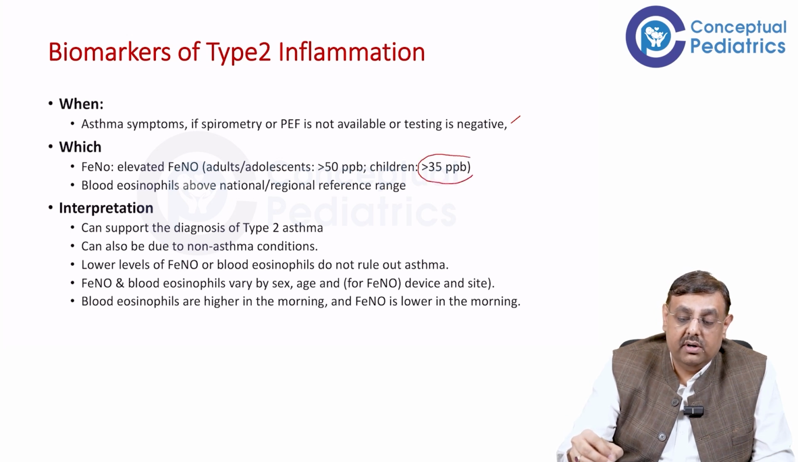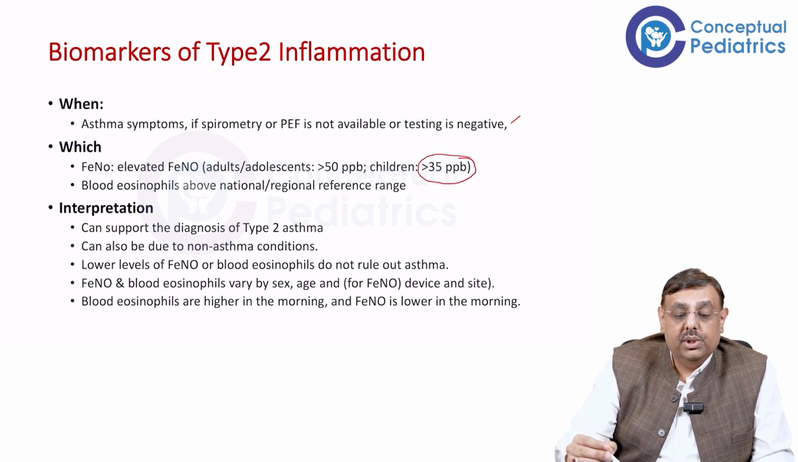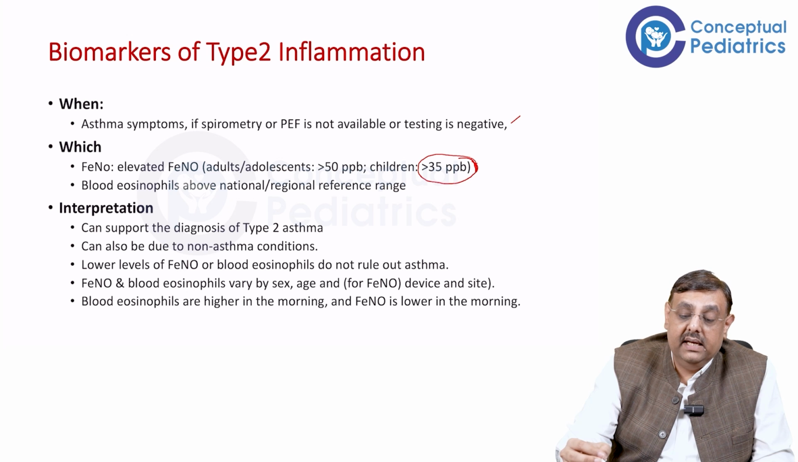We also use blood eosinophils, and the international cutoff used is 300, but in the Indian setup we do not exactly know, because we have a lot of parasitic infections which can erroneously increase the eosinophil values. So if you interpret these values, they can support the diagnosis of type 2 asthma. They can help you to rule out non-asthma conditions.